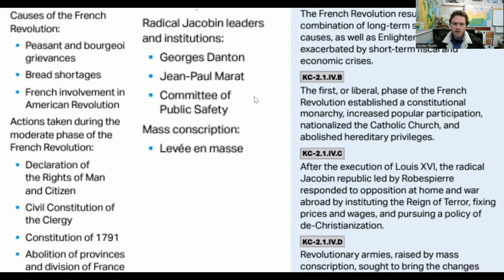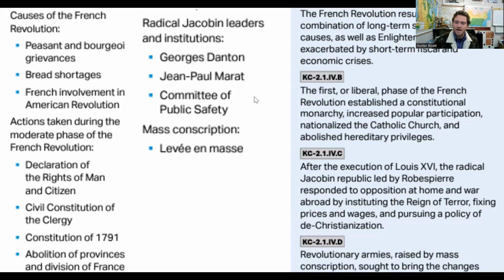So here we go. Long-term and short-term political, economic, social causes, as well as Enlightenment ideas. You have short-term fiscal issues, really the catapult and beginning of the French Revolution, the looming national debt crisis. We'll look at that later. When it first starts off, the first or liberal phase of the French Revolution, what it does under the National Assembly is establish a constitution, the Constitution of 1791, which keeps King Louis XVI in place as a constitutional monarchy. It increases popular participation in government amongst more men. It keeps the Catholic Church, but it nationalizes it, and it abolishes feudalistic hereditary privileges.